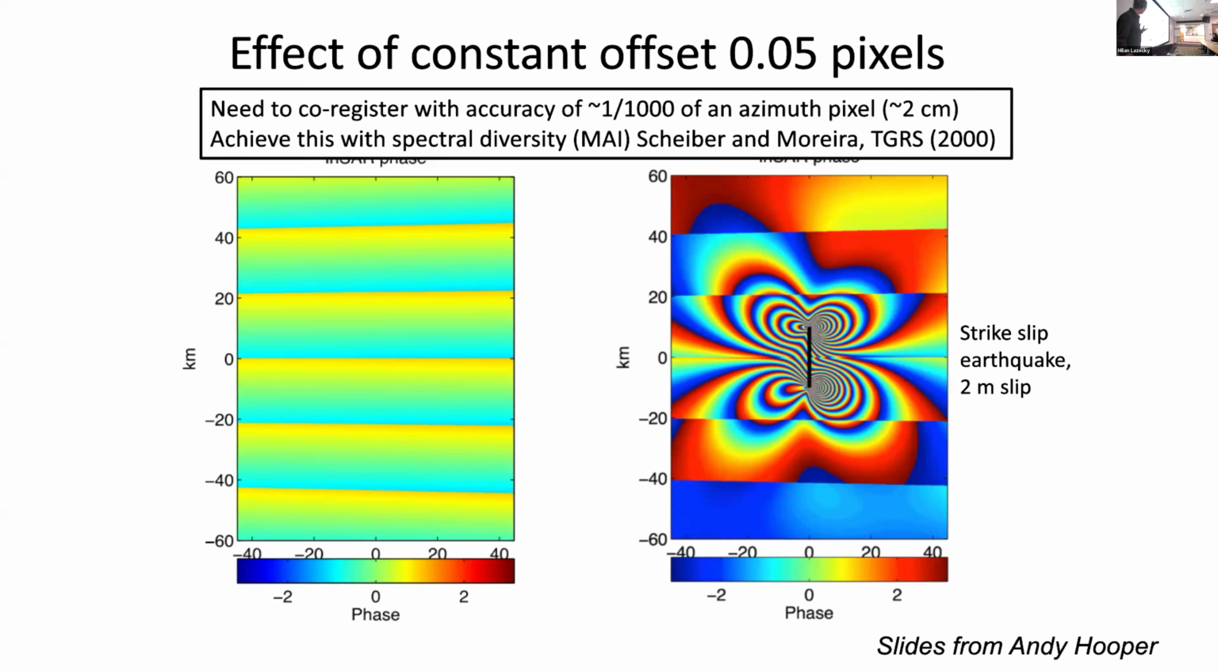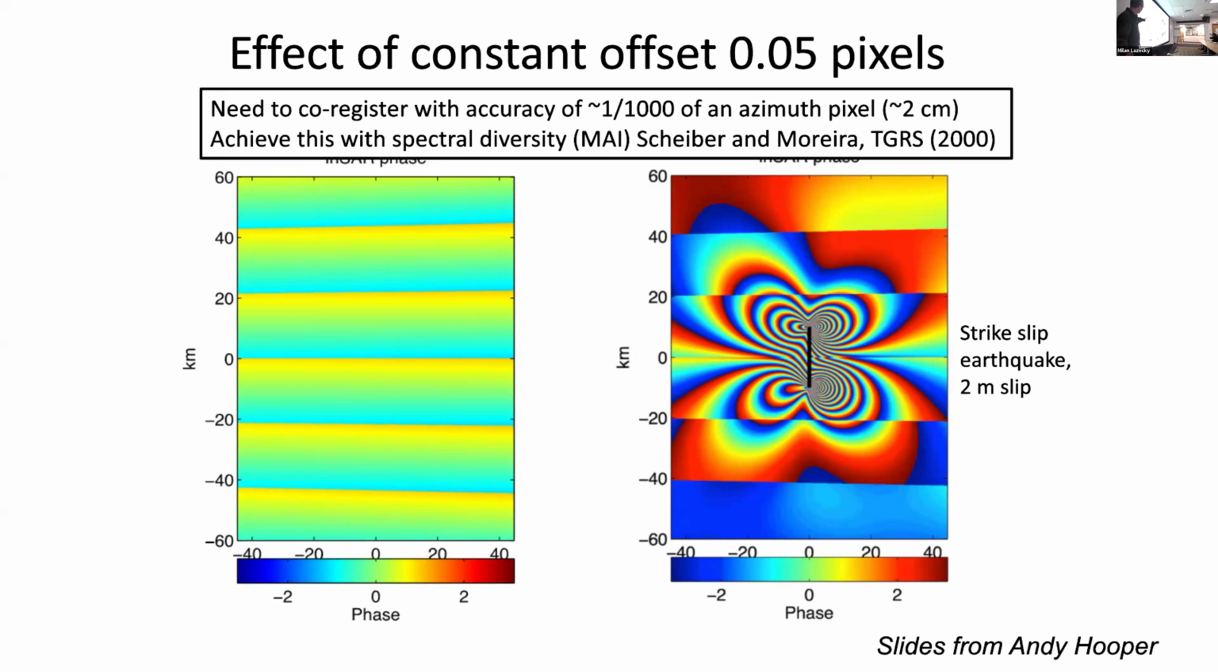Now, if you co-register the images properly, and I'd say 98% of the images in the LiCSAR database are co-registered properly, I'm making up statistics there. Most of them are okay, some of them aren't. You can stop that beeping at me. I will finish very quickly.